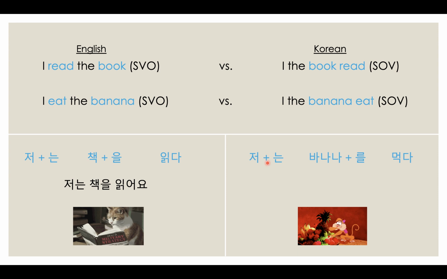Okay, then our last example over here is 저 plus 는, 저는, 바나나 plus 를, 먹다, to eat. So put together, 저는 바나나를 먹어요. So what are you eating? The banana. Who's doing the eating of the banana? Me, the topic. I, the book, read, and I, the banana, eat.